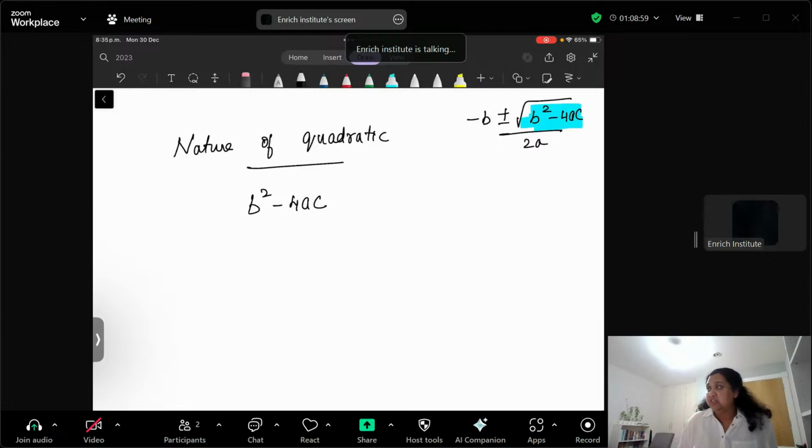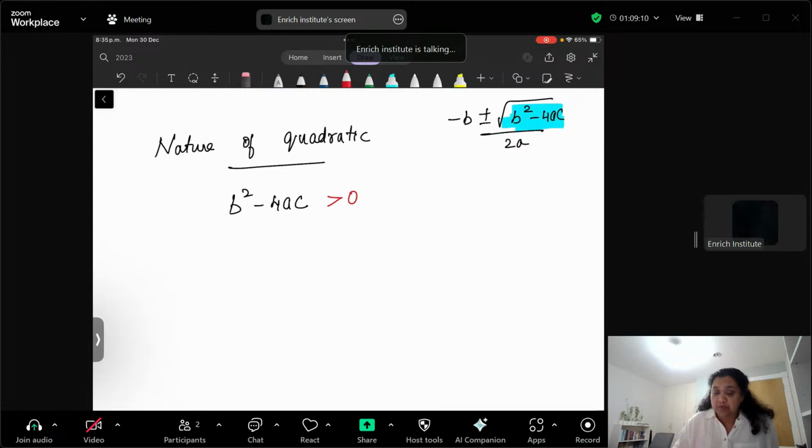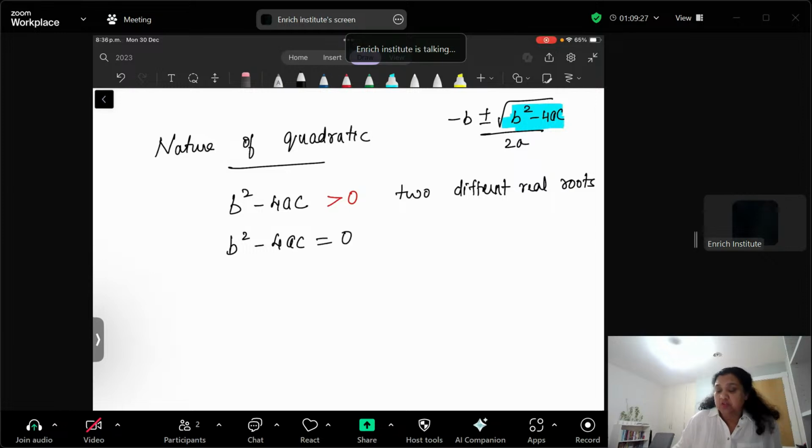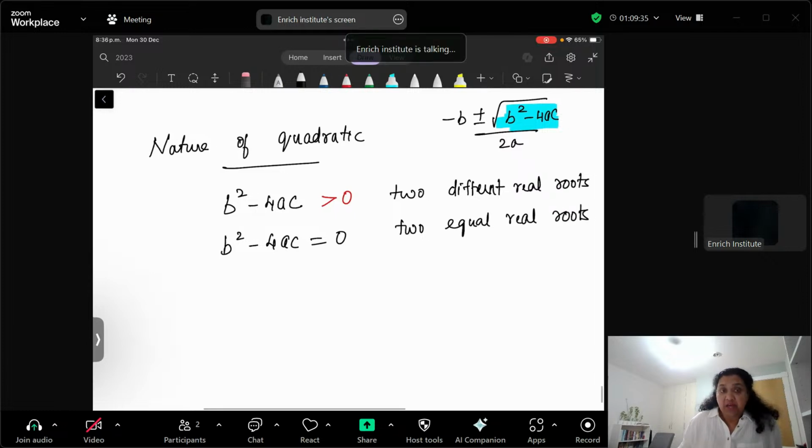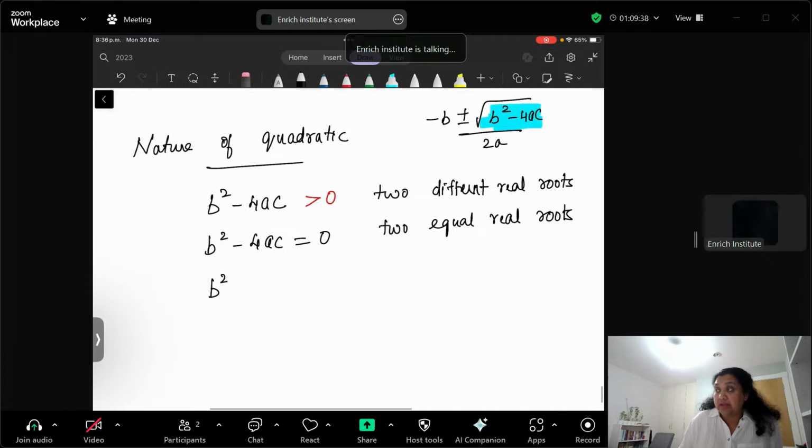So, what are the four conditions, or maybe three conditions to be precise? B square minus 4ac is greater than 0. Please learn this off. This will be there in your textbook. B square minus 4ac greater than 0: two different real roots. B square minus 4ac is equal to 0: two equal real roots. We have questions on this. I will show you exam questions on this.